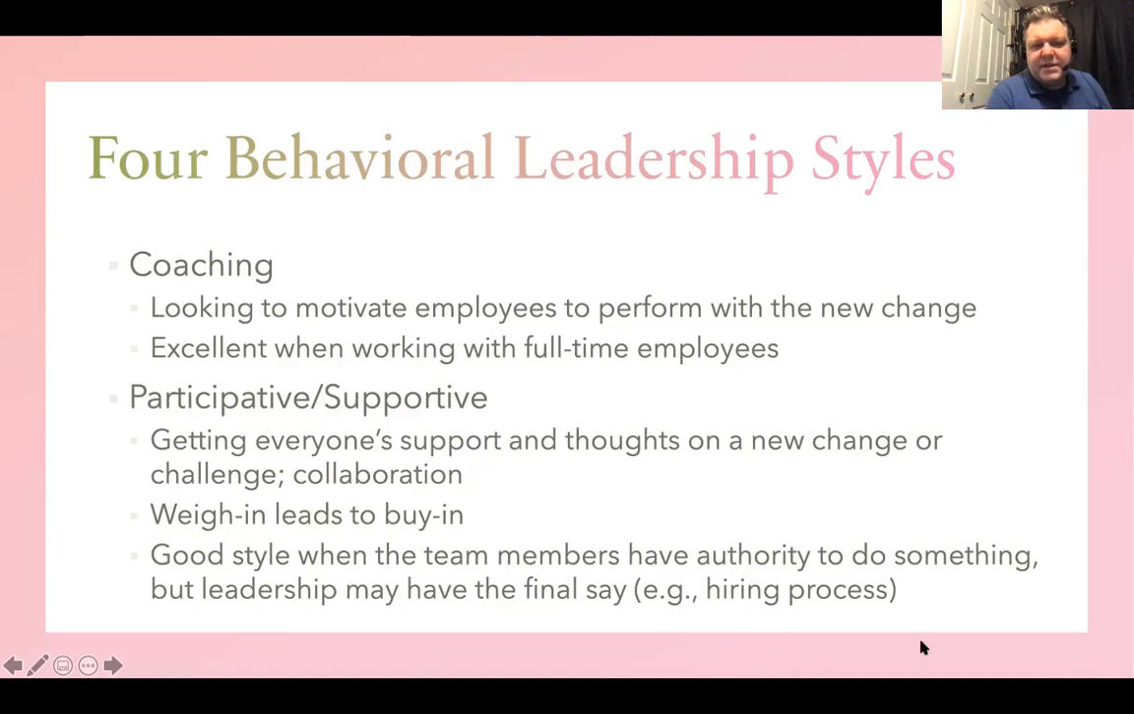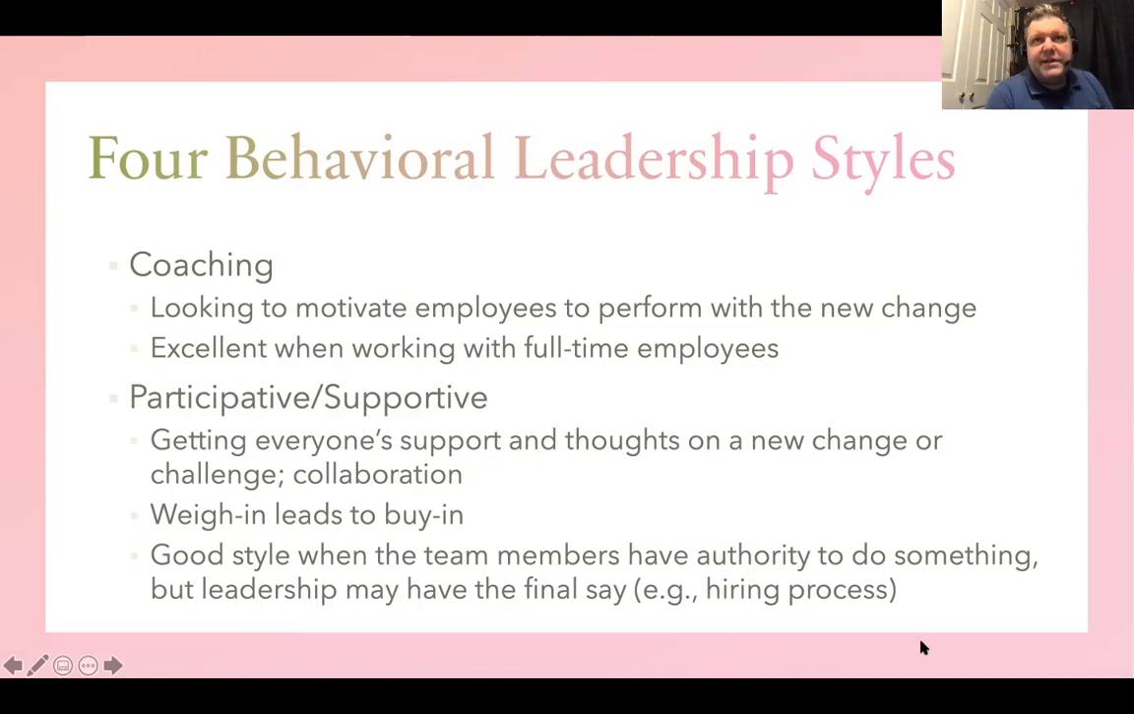The third one is participative and supportive. The key word here is collaboration. This isn't just persuading to get buy-in. This is weigh-in leads to buy-in. So everybody gets the chance to put in some input, to get some feedback, and then have potentially their solution be chosen. So this is, we're coming across a problem.